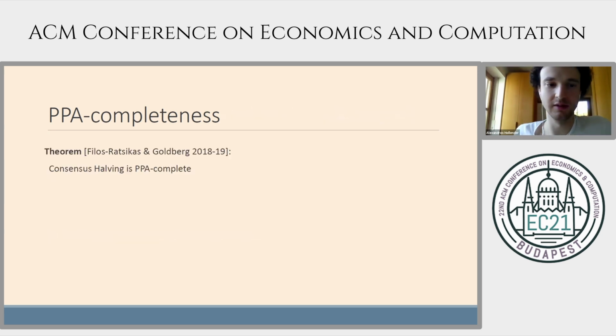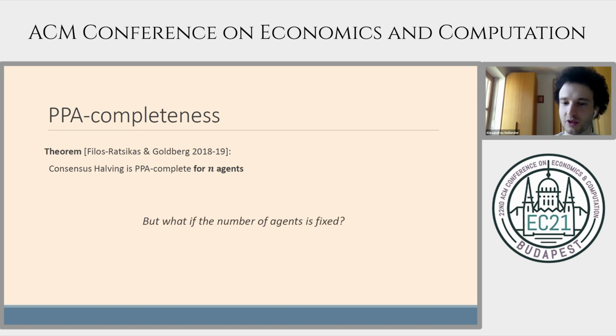Let's take a closer look now at this theorem. One interesting thing to note is that consensus-halving is PPA-complete, but this holds for n agents. In other words, for the problem that they consider, the number of agents is not fixed, but it's given in the input. And in fact, the hardness holds when we have a high number of agents. So the question that we asked in this project is, what happens if the number of agents is fixed? What happens if it is some constant like 2 agents or 3 agents, 4 agents? What can we say about the problem then? Does it become easy?